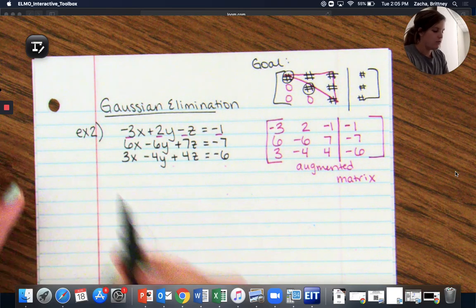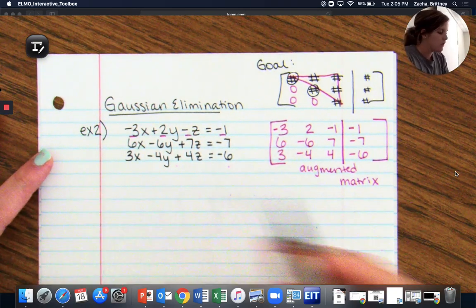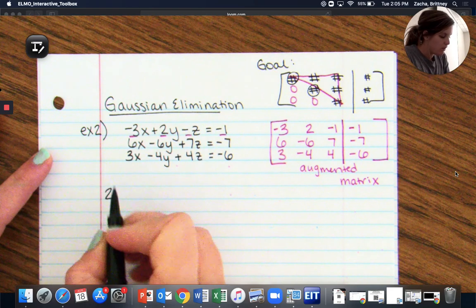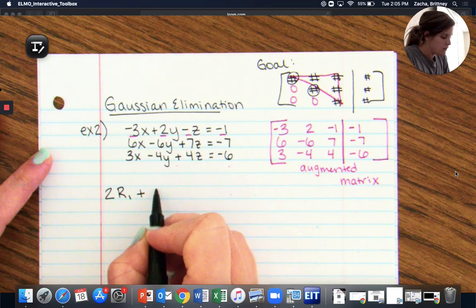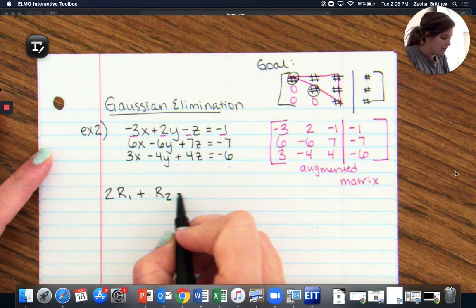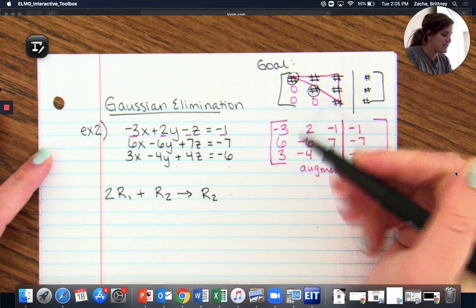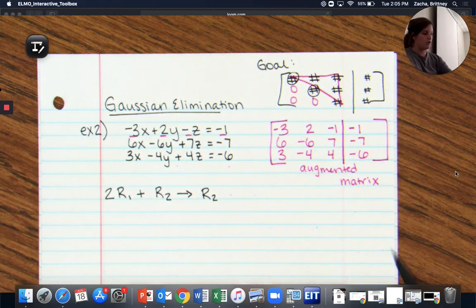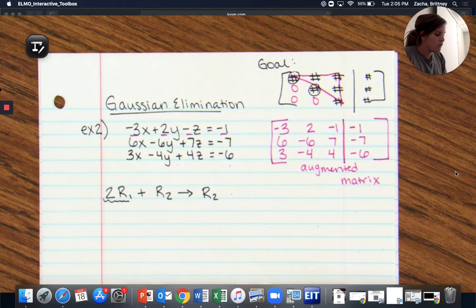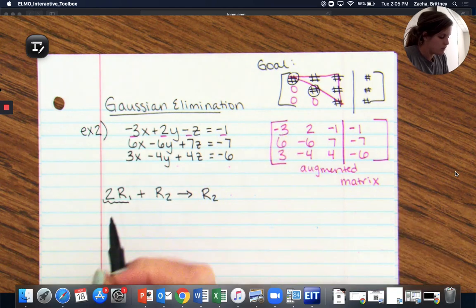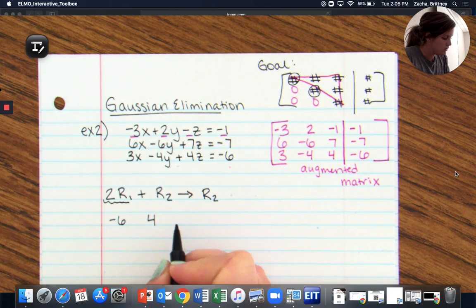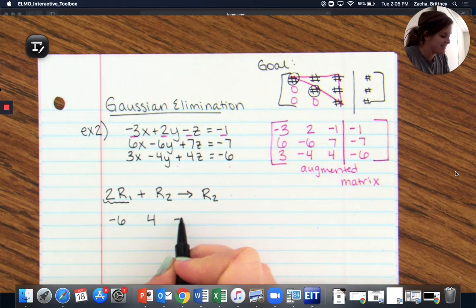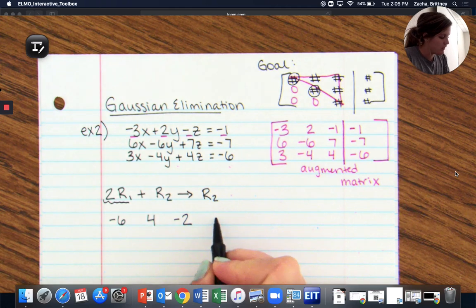Okay, so remember, we come over here, we make a little note to ourselves like what we're about to do. So if we multiply 2 by the very first row, and then we're going to add that to row 2, I want that to become my new row 2 because then that position would have a 0, and that's again part of my goal right here. Okay, so let's go ahead and multiply 2 by everything in row 1. So -3 times 2 is -6, 2 times 2 is 4, 2 times -1 is -2, and then 2 times -1, again, -2.